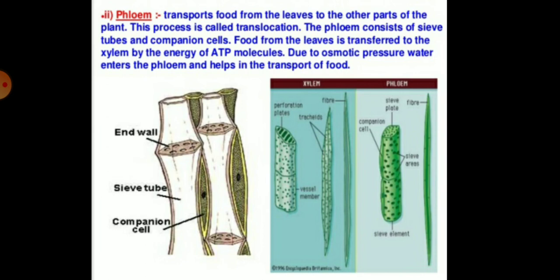So, hope children, this topic is clear to you. Both xylem and phloem conducting tissues help in the transportation process in plants. Xylem is used for the transportation of water and minerals, and phloem mainly transports the food materials.